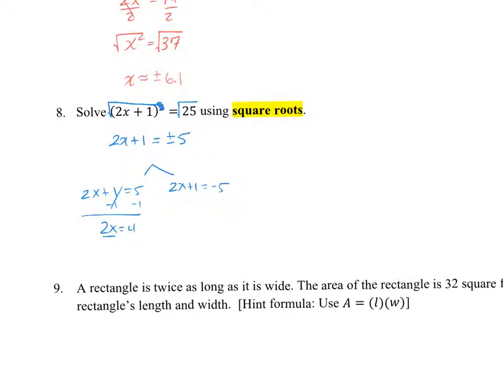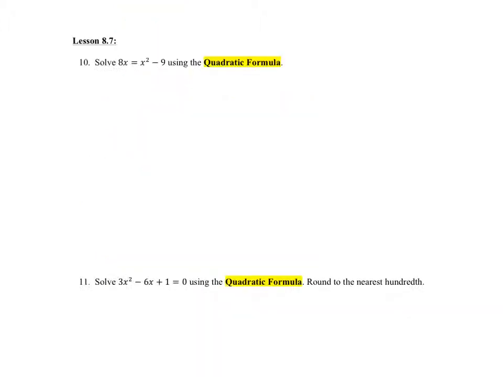So we get 2x equals 4, divide by 2, and x is 2. And the next one, we subtract 1 from both sides, so 2x is -6, divide by 2, and x is -3. You do not need that word problem, number 9, for the test.